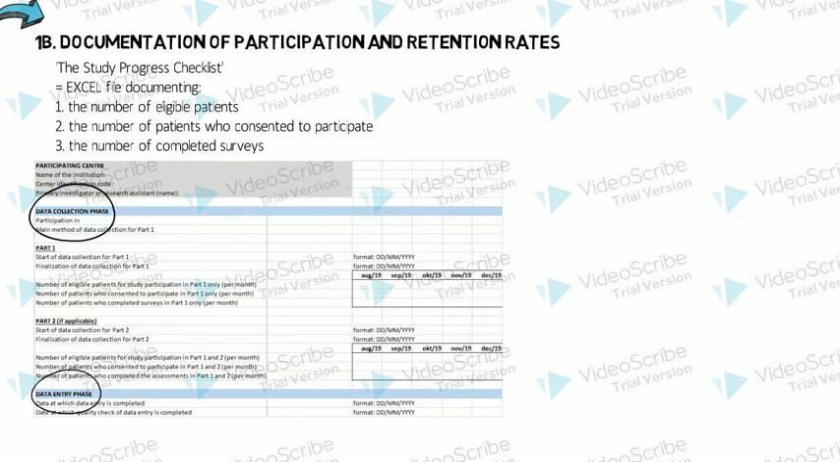The study progress checklist can be found on the Open Science Framework folder, General Information and Documents, 1. General Information. The name of the file is File 1.9 Study Progress Checklist. The investigator should send a completed study progress checklist to the coordinating center on a monthly basis until data collection is finished.